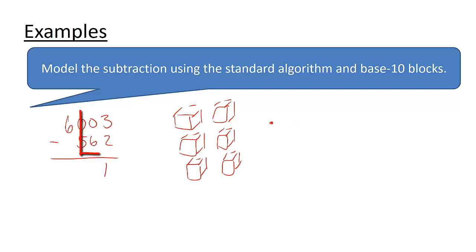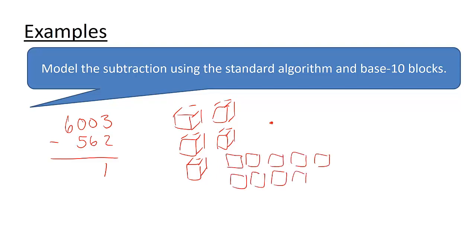Next, I move into the tens column. I have 0 tens in the model, and I need to take away 6 of them. So how am I going to get some tens to take away? Well, the next biggest block that I have is the thousands cube. So let's get rid of one of these thousands cubes and replace it with 10 hundreds.